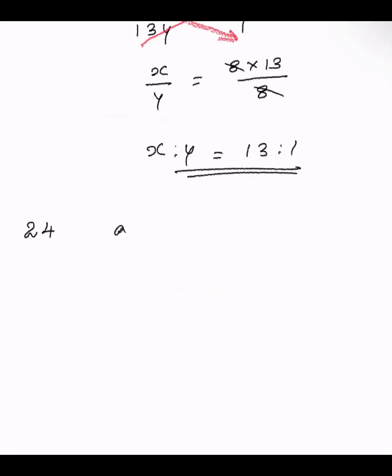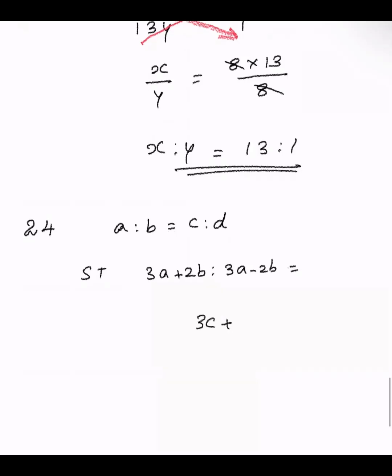Here, if A is to B equal to C is to D, then show that 3A plus 2B is to 3A minus 2B equal to 3C plus 2D is to 3C minus 2D. Okay, you can do this in two ways actually. One way is using componendo and dividendo.